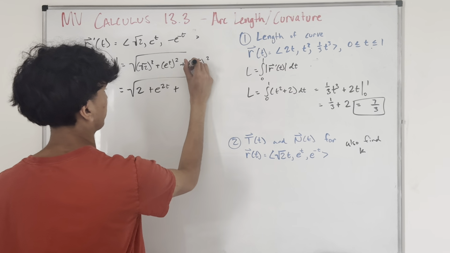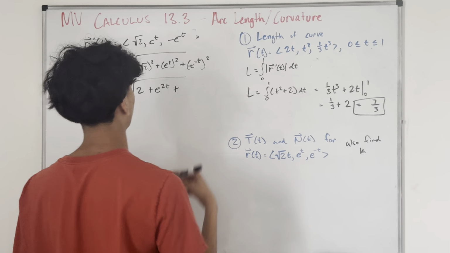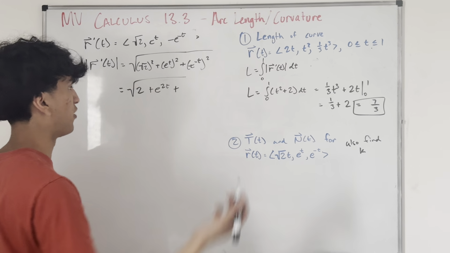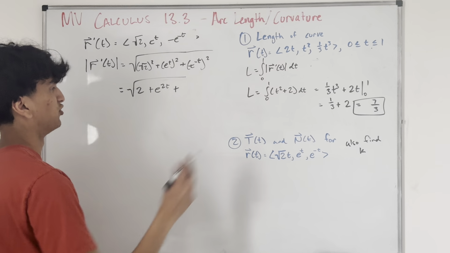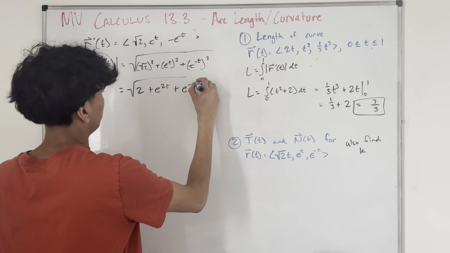Same thing here. Oh, I forgot the minus. It should be negative e to the negative t, but it's a square, so it wouldn't have mattered, right? The square cancels that out, because you're multiplying by negative 1. So then I get e to the negative 2t.